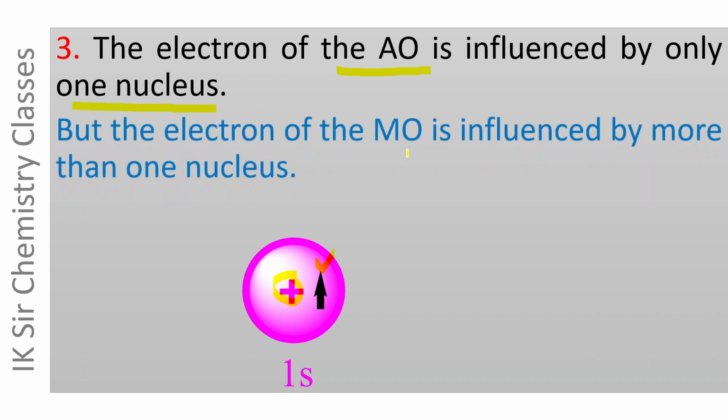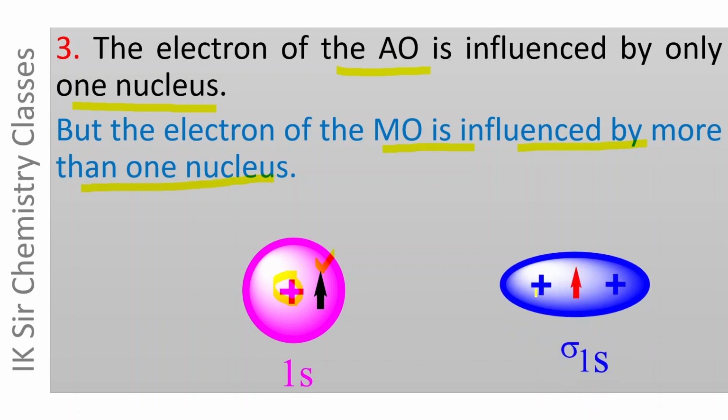But the electron of the molecular orbital is influenced by more than one nucleus. This is sigma 1s molecular orbital of H2 plus ion, which contains two nuclei and one electron. This electron of H2 plus ion present in sigma 1s molecular orbital is influenced by two nuclei.